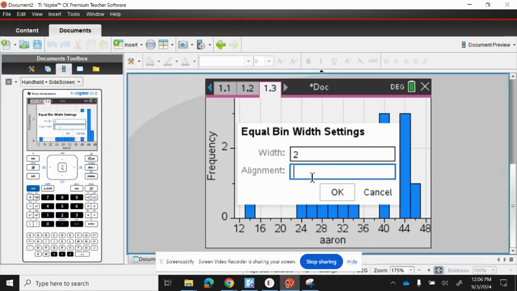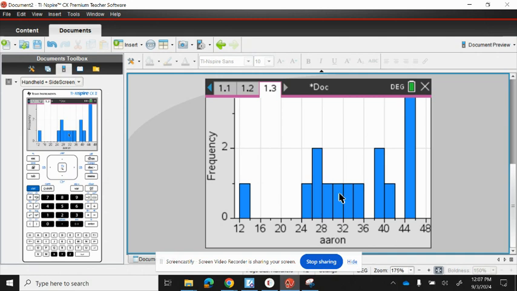I always just make the alignment 0, so that way it's in essence, it may not all be on the screen, but it's starting at 0, going 0, 2, 4, 6, 8, 10, so on and so forth. And now you will see that these are bins of 2. It may not look like it, but see, in here you've got 2 bins in this same spot.